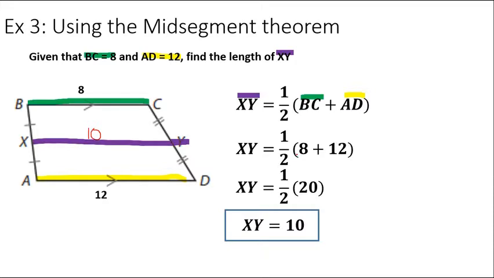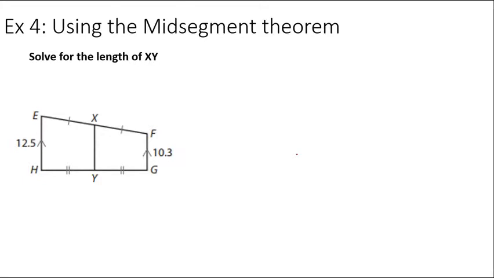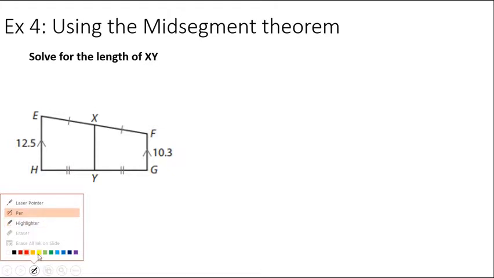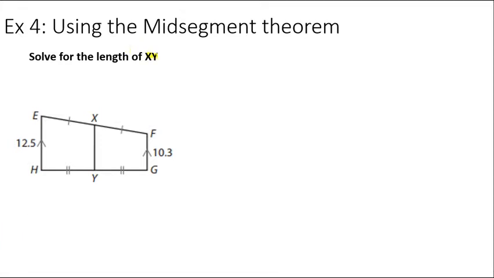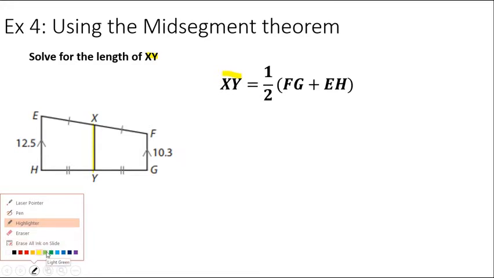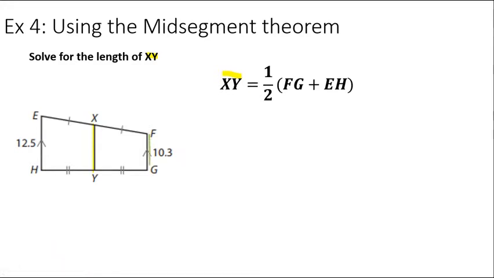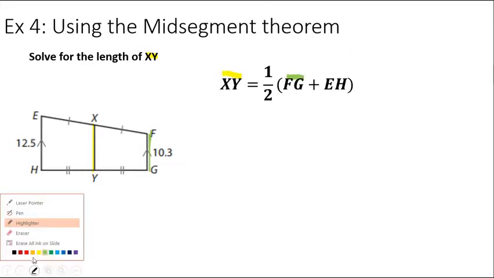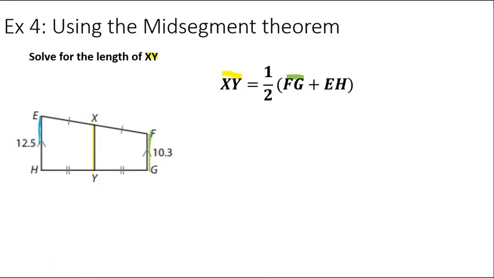Okay, so let's go over example 4. Again, here we're using the midsegment again. So in this example, they already give you the two lengths. So they're asking you to solve for the length of XY. So remember XY is right here. So again, using the same formula, we have XY, and that's equal to FG, which is this segment right here, plus EH, which is this segment right here.